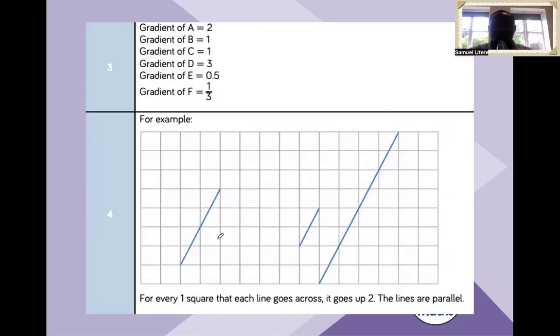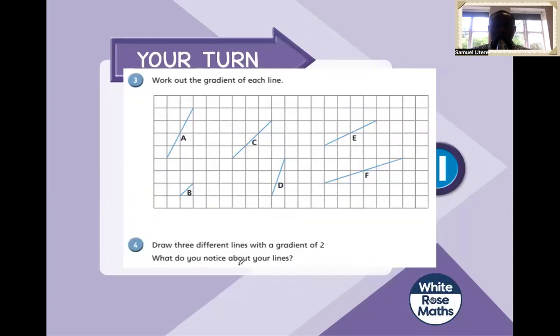For question 4, you were asked to draw 3 different lines with a gradient of 2. There are different lines you can draw with a gradient of 2. You can go 2 across, 4 up. You can go 1 across, 2 up. Or you can go 4 across, and then 8 up. And that brings us to the end of our lesson.